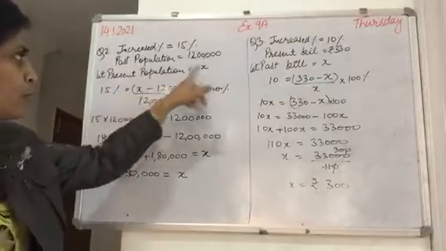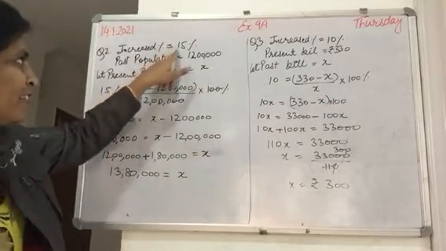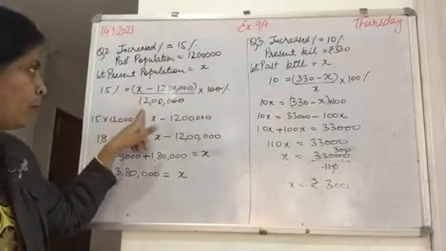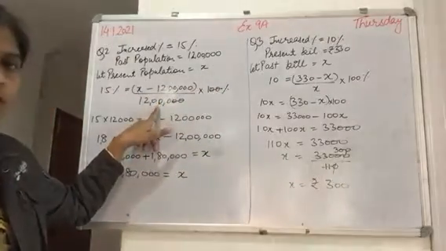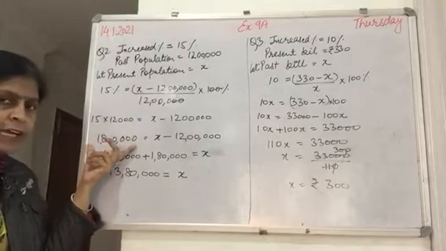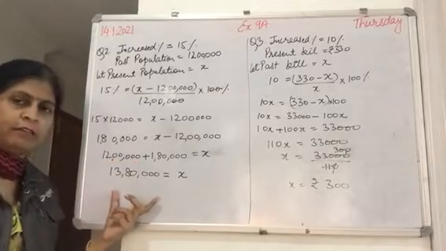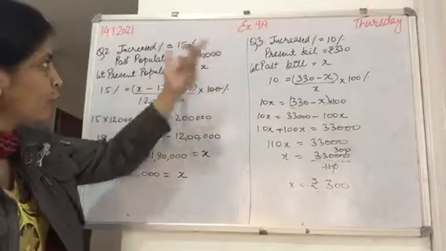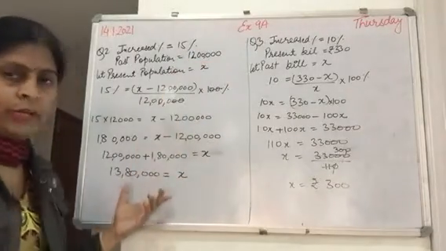Let the present population of the town be x. Now 15 equals, because it is an increase, present minus past, so (x minus 12 lakh) upon 12 lakh into 100. Cut the zeros. Send this 12,000 towards 15. So 15 into this is 1,80,000. By transposition, minus 12 lakh will go to this side. Students, you can also calculate 15% of 12 lakh, and whatever you get, add it together.